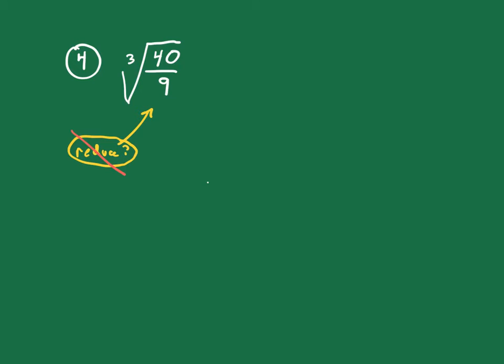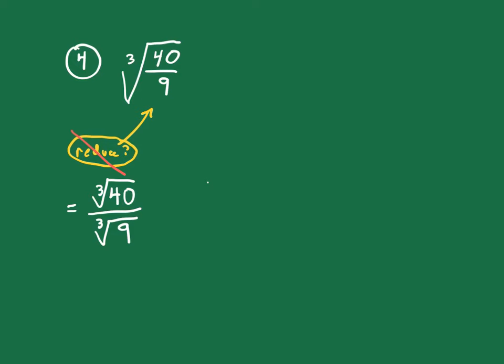First thing I'm going to do is split these up. We'll make it the cube root of 40 over the cube root of 9. And if that were a square root on bottom, we would go ahead and simplify it to 3. Or if it were a square on bottom, a lot of times you can just multiply it by the top and the bottom and go on from there.